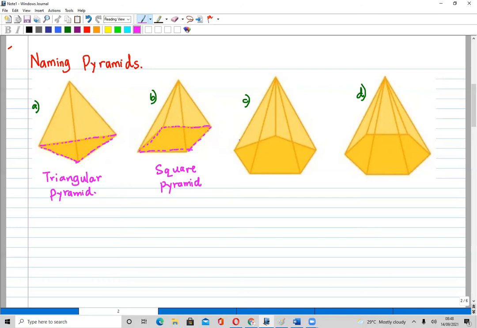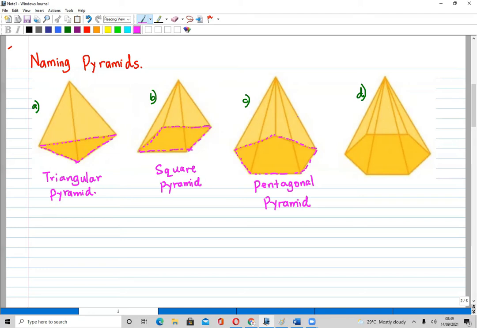Okay, let's go to C. Look at the base. What polygon can you see? You see, it has got how many sides? 1, 2, 3, 4, 5. So it means that this is a pentagonal pyramid. Because a pentagon has got 5 sides. So that's why we call this a pentagonal pyramid.